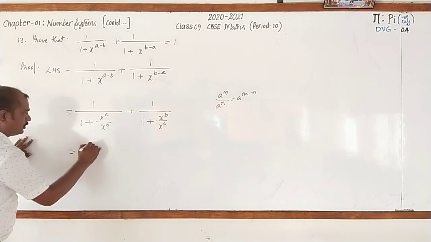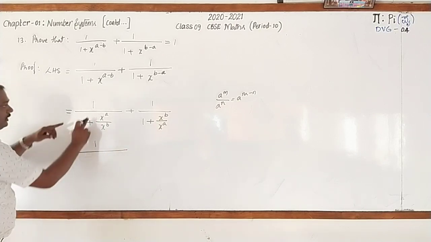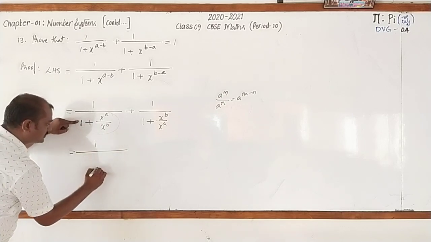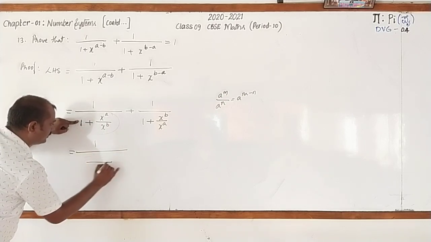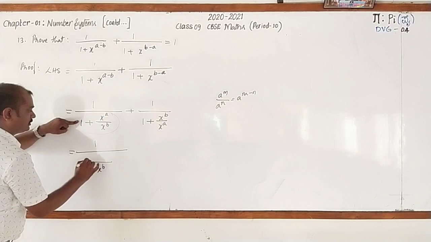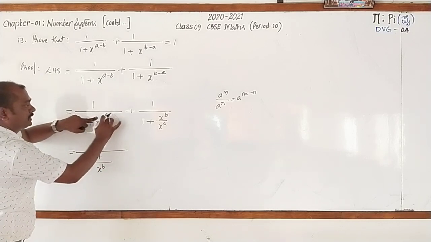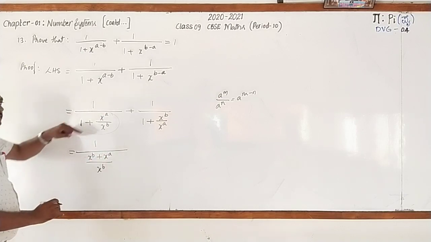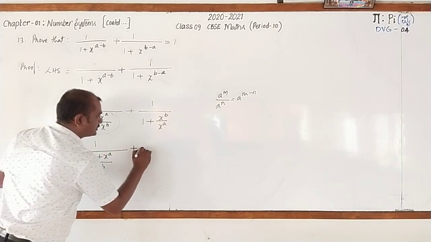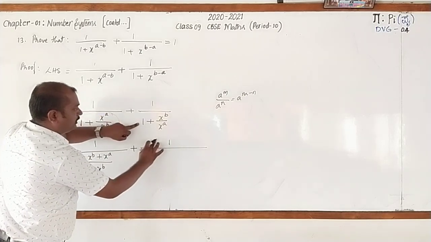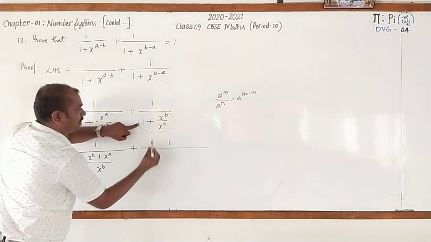Now this is equal to 1 whole divided by, here you can go for simplifying this. Take the LCM, x raised to the power b. Multiply LCM with first term, x raised to the power b. Plus multiply LCM with second term, get cancelled, x raised to the power a. Plus again 1 whole divided by, we have to simplify this one.